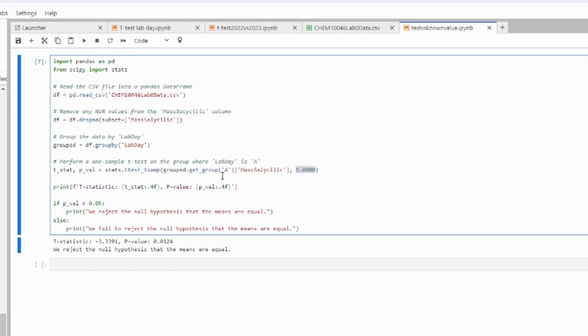So if we were to have, for example, melting point data for something, we could actually say for the specific lab group or for the year or whatever we wanted of the melting point of a specific one. It could be pure ASA, it could be crude ASA, it could be pure salicylic acid. And if we have a known value or expected value for that, we could put that in there and then see if the value for the class actually matches that known value.